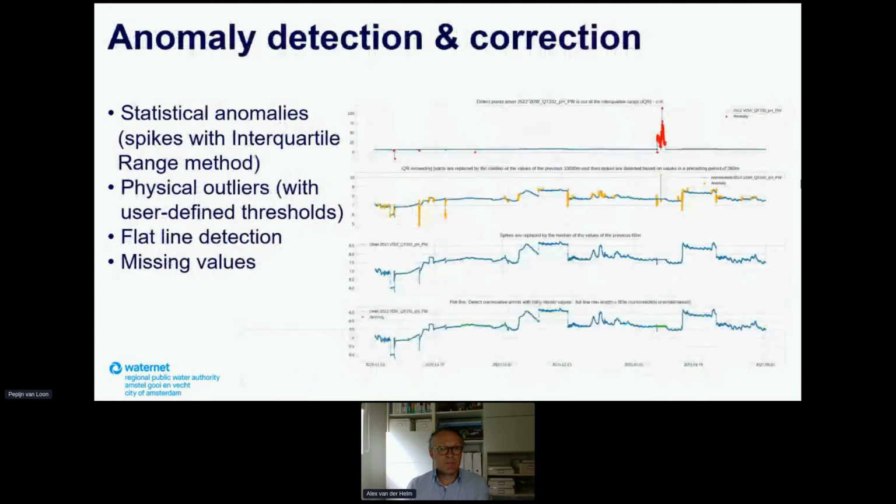Next slide, please. But before we can use this data, we have an anomaly detection and correction on this data, because data is not always correct. So therefore we use some statistical methods. We also use the interquartile range method to detect spikes within the data. And we detect physical outliers. For instance, the oxygen concentration will never be below 0. That's not very complicated, but it's good to do up front.